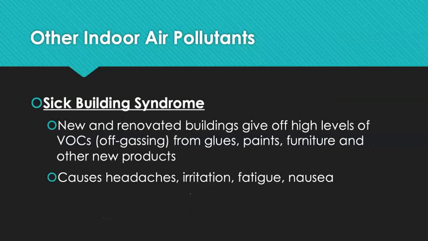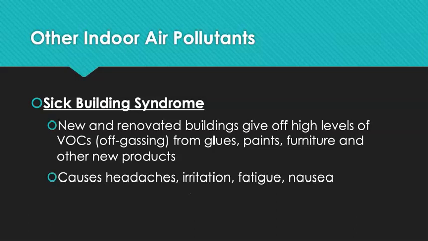Some of these indoor pollutants can actually be so bad in concentration that after new buildings are built, we actually have a name for the illnesses that can be caused. It's known as sick building syndrome. So when a new building or a newly renovated building gives off high levels of those volatile organic compounds, or sometimes it's referred to as off-gassing, this can be from the glues, the paints, furniture, and other products that are put into that building. These can all cause irritation of the lungs. They can cause headaches. They can cause eye irritation, and the health impacts of this off-gassing until it starts to dissipate is known as sick building syndrome.